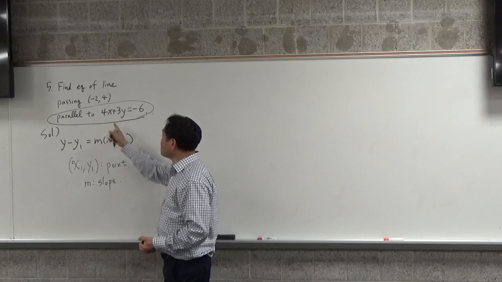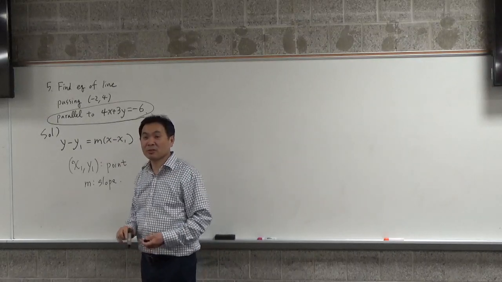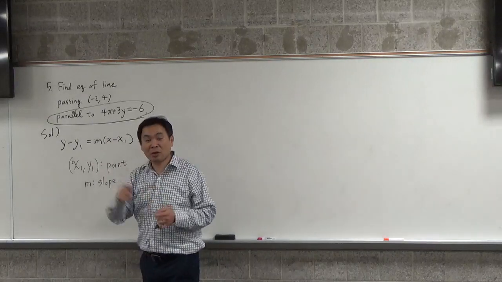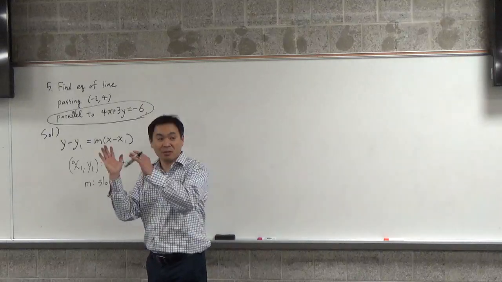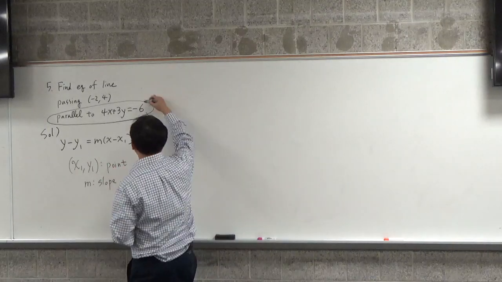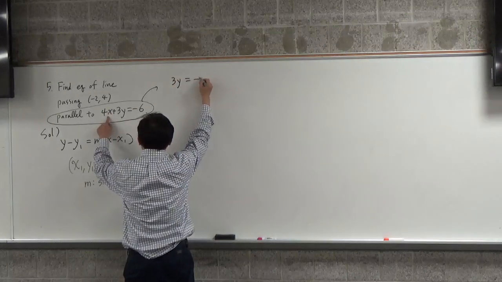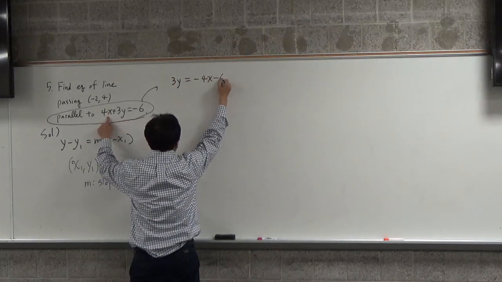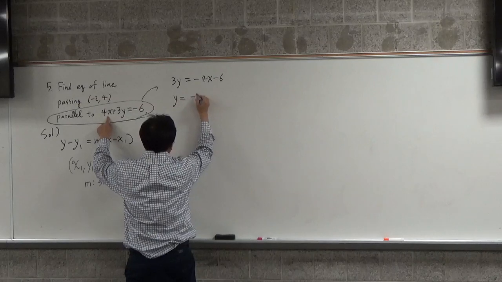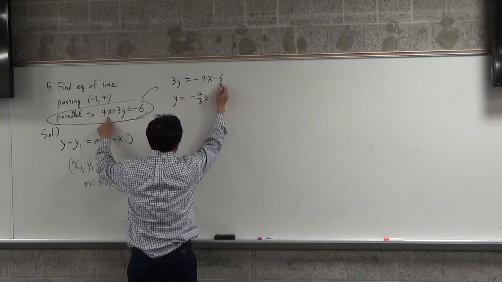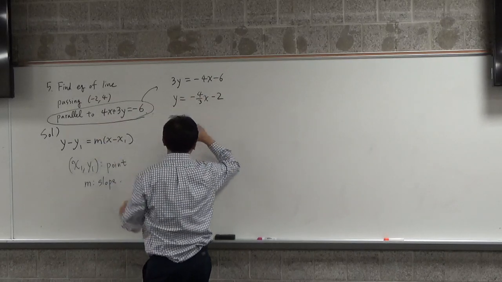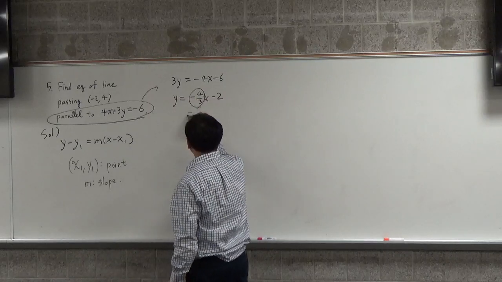Okay. How does this give us the slope? For two lines to be parallel, what do we know? Their slope has to be the same. So what we do is we solve this for y. First subtract 4x to the other side. And then divide by 3, you get negative 4/3 x. And then 6 divided by 3 is 2. And there you go. And then this is going to be your slope.